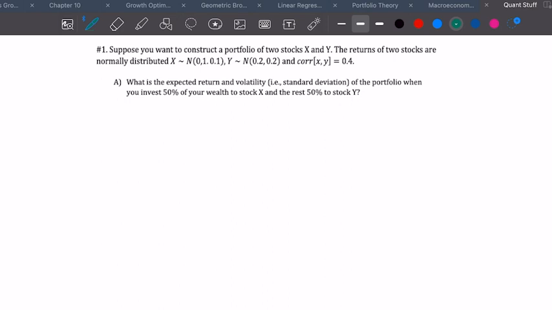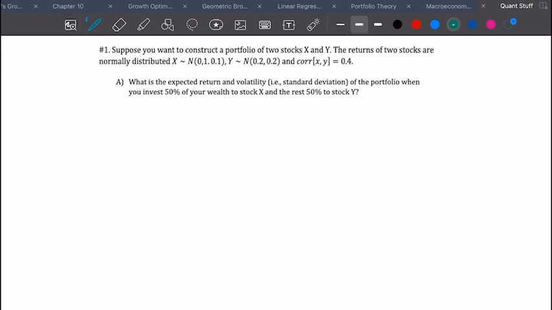The first important thing to note is that when we're using this notation for the normal distribution, the first number represents the mean and the second number represents the variance. A lot of people get it mixed up and believe that the second number means standard deviation. No, it actually means variance, which is the square of the standard deviation.